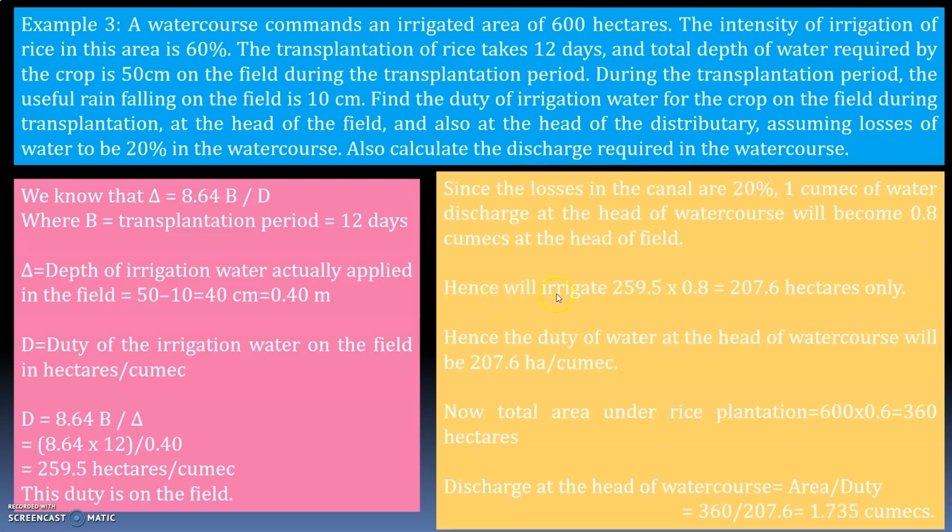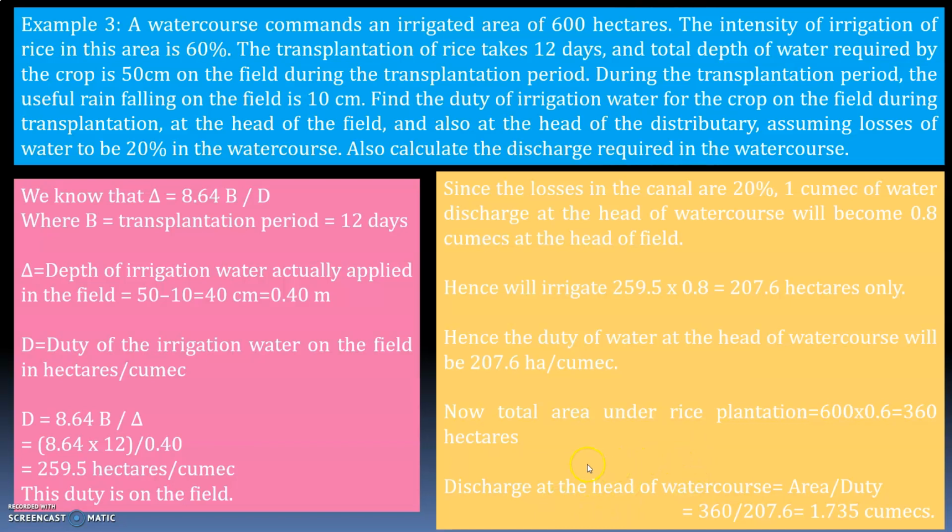So it will irrigate only that much. So what is the duty available at the field is 259.5. In that only 80% is available, so that is 259.5 into 0.8, that is equal to 207.6 hectares per cumec only. This is the duty at the head of the water course, discharged at the head of the water course. So that is equal to 207.6 hectares per cumec, because you have considered the losses here. Next, now you have to find the discharge at the head of the water course.